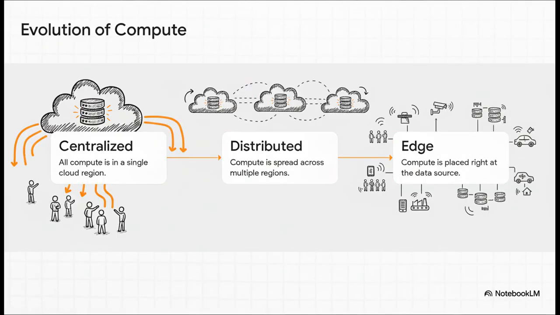You can actually see this evolution playing out over the last decade. We started with centralized compute, where everything ran in one big data center. Then we got smarter and moved to distributed compute, spreading our apps across a few regions to be closer to our users. And now we're at the final logical step, edge compute, where we put the processing power right beside the source of the data itself.